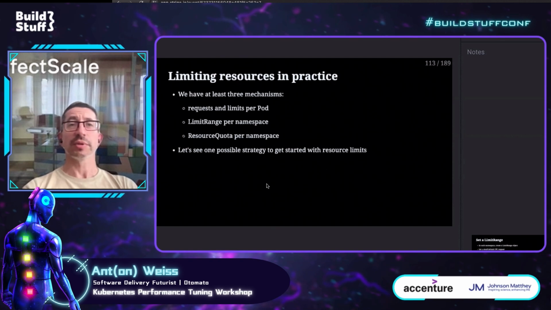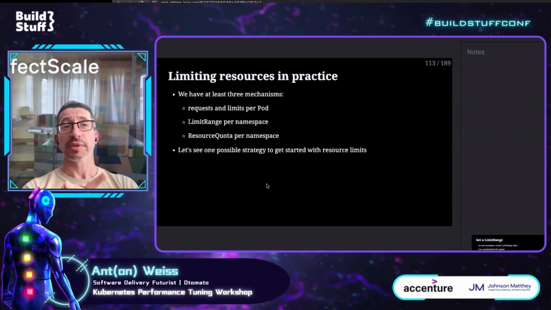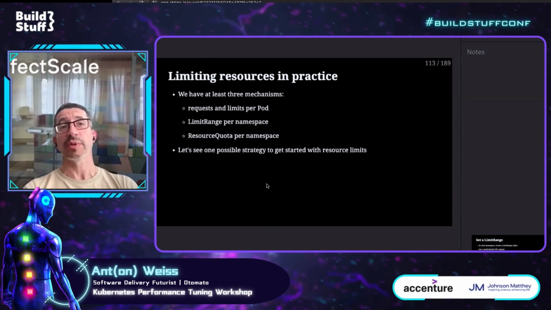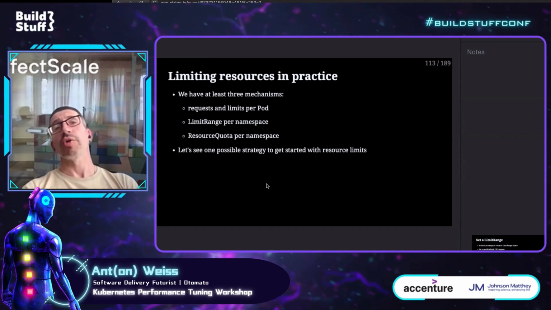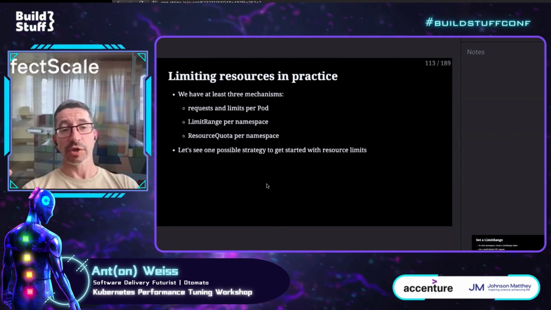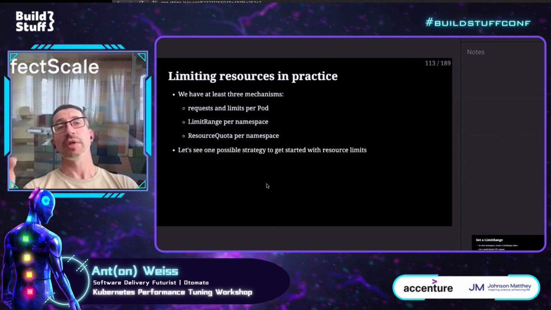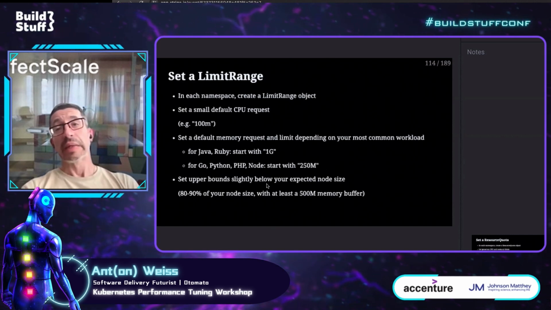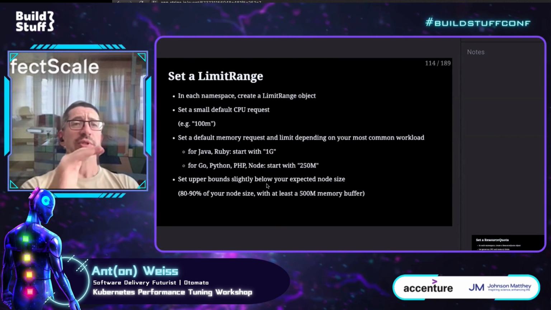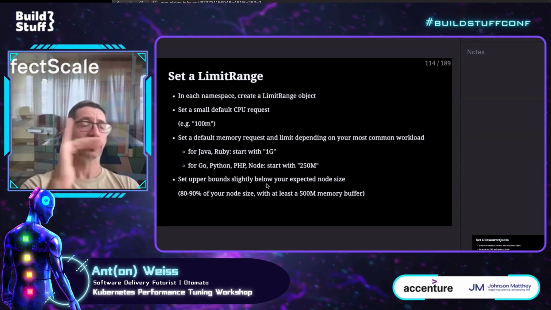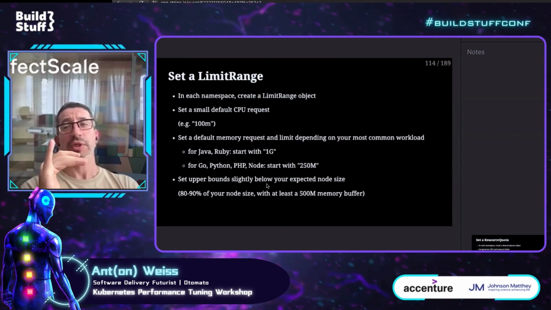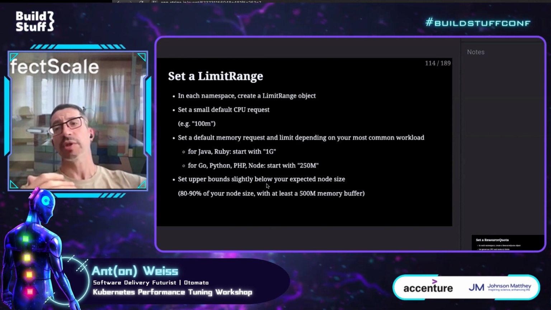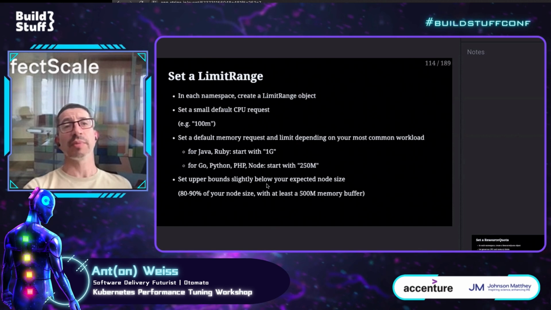A few words about limiting resources in practice. So actually we can define manually the requests and limits per pod. On top of that, we can scope that by limit ranges. And on top of that, we can also scope that by resource quotas. So we can use some default strategies and policies in our organization. We can say for each namespace, we'll define the limit range object that will define the minimum, the maximum, and the default.